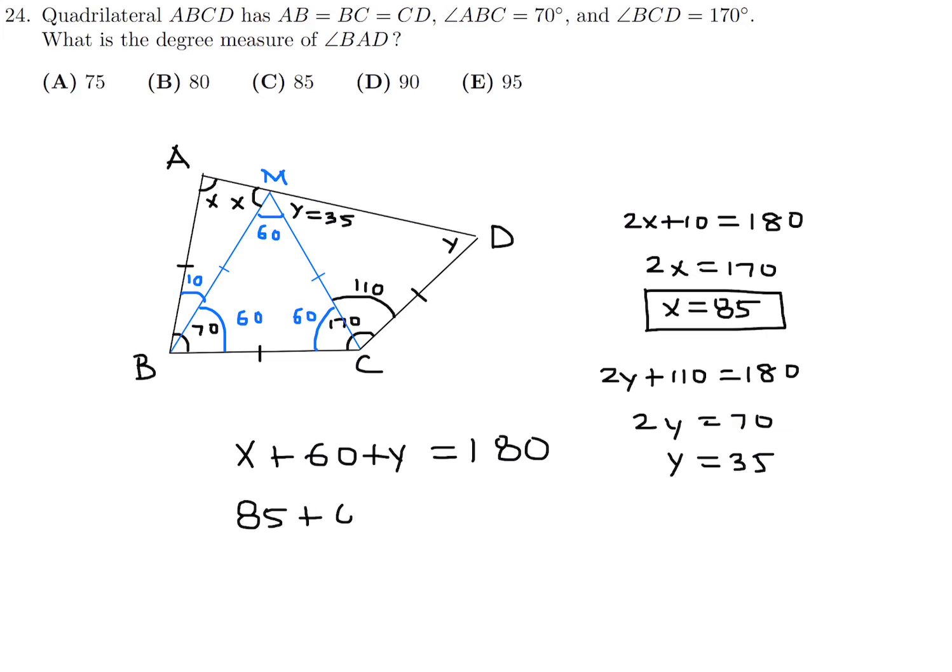Well, 85 plus 60 plus 35 is indeed 180. So that shows that M is indeed on AD, and this is valid in terms of our answer. So number 24, the answer is C.